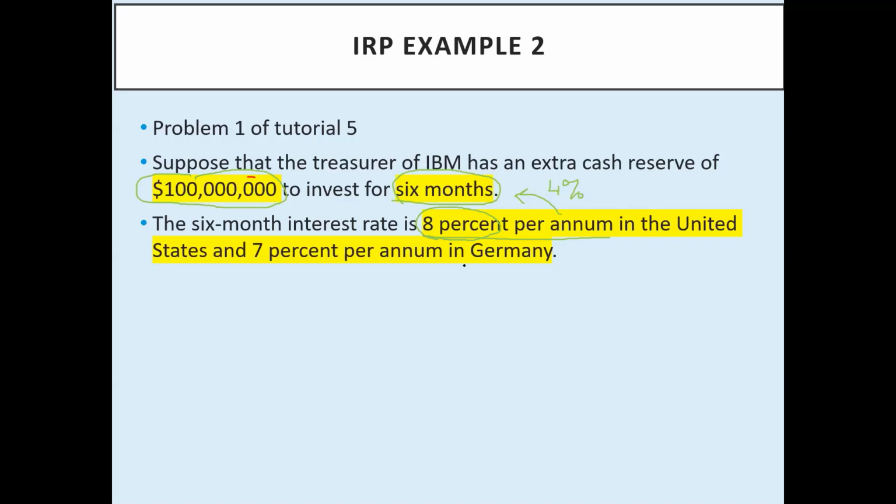My second option is to invest in Germany, and if that's the case, I will be looking at 7%. Okay. So for a 6-month investment, therefore, it should be 3.5.